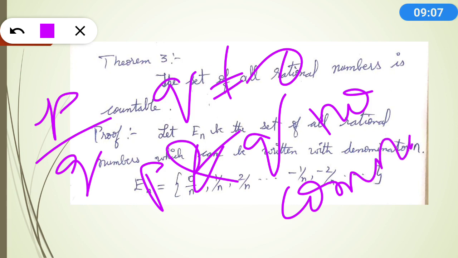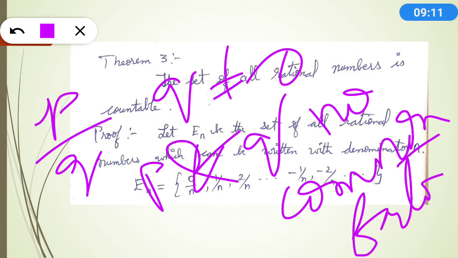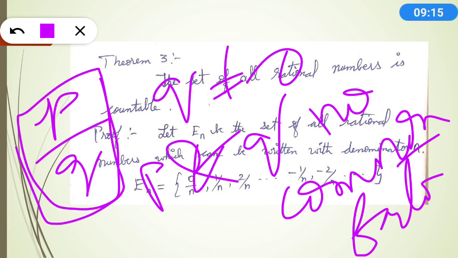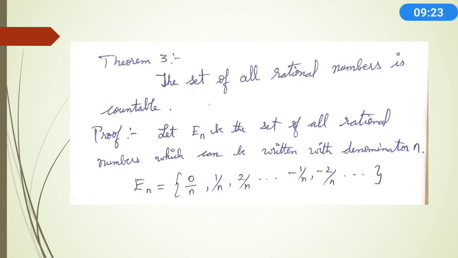Yes. You just keep this in mind. So we are going to prove this: the set of all rational numbers, whose elements are of the form p by q, is countable. Okay? Yes, we'll see the proof.